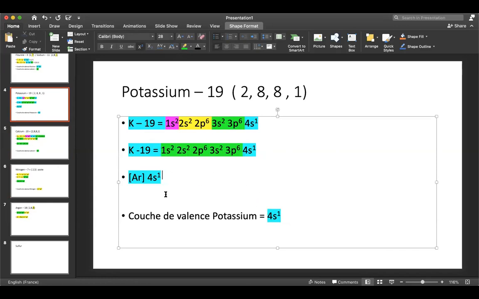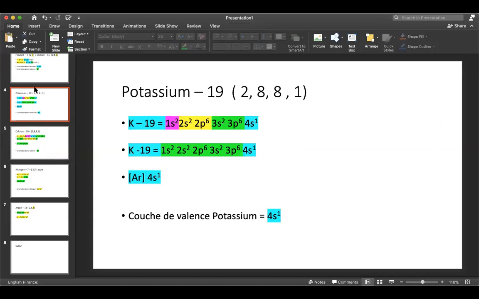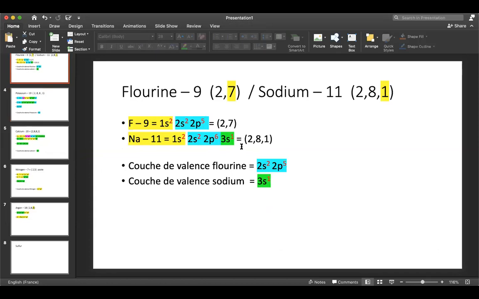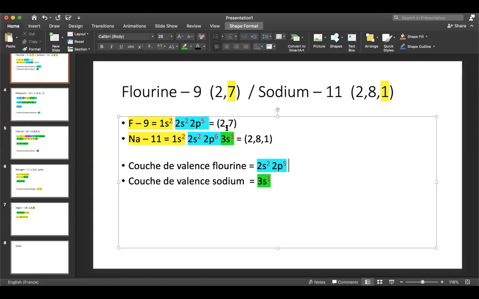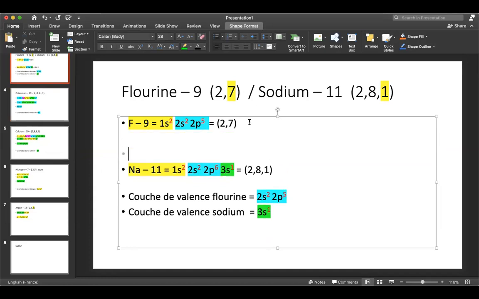Is it clear with this one? Then same applies to sodium. So now I have to finish all the examples. So which one is our couche de valence?